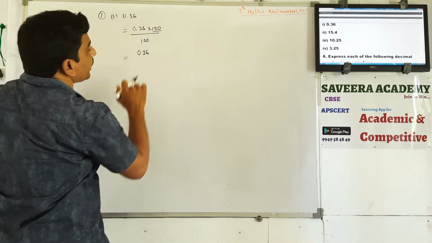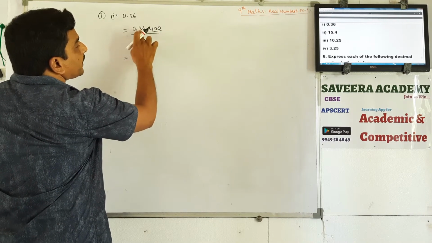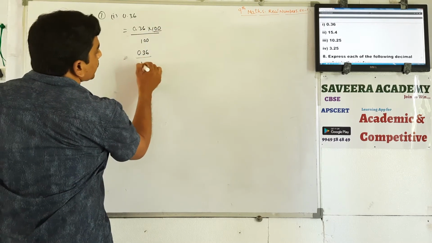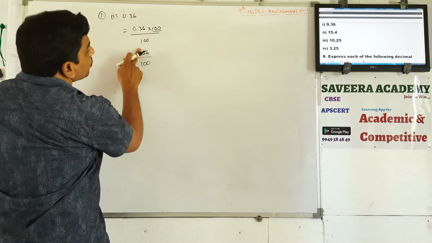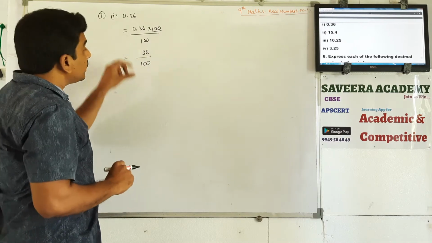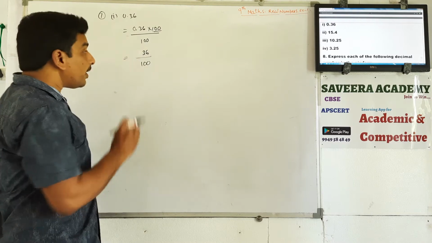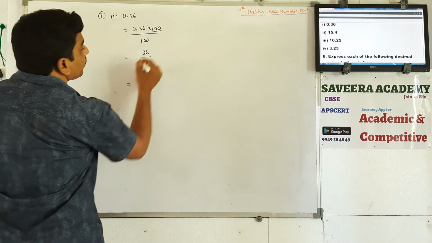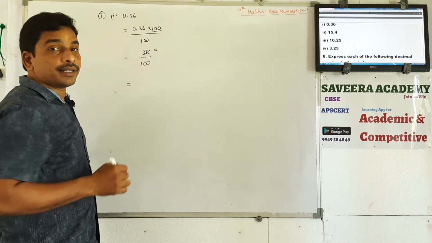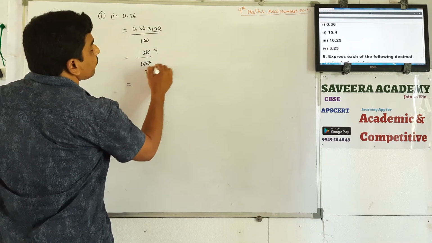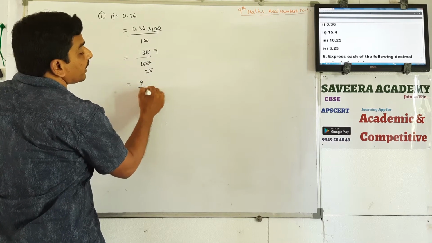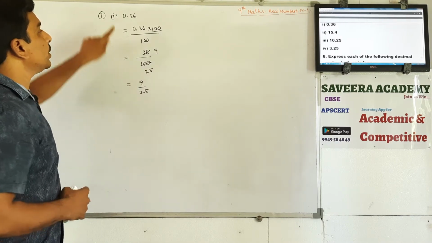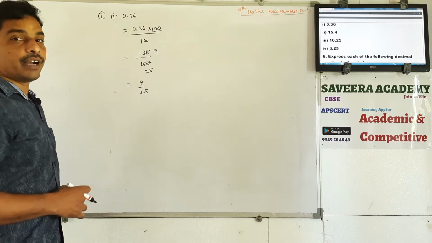It becomes 036.00, so no need to write that. We have used this 100 for the multiplication, so no need to write it again. Divided by 100. On the left side, the 0 need not be written. So the answer is 36 by 100. You have to write this fraction in its simplest form. The 4 table will go. 9 4s are 36, 25 4s are 100. So 9 by 25. So 0.36 means 9 by 25.